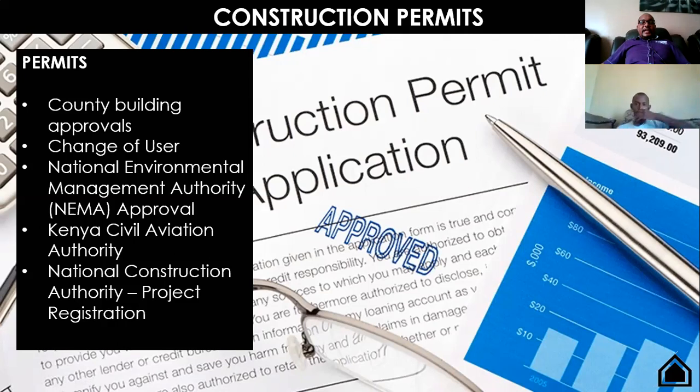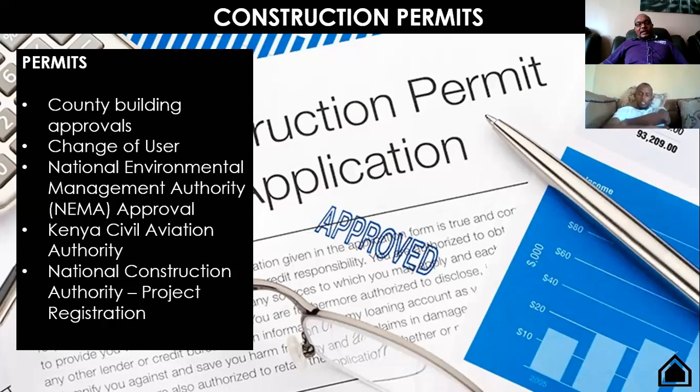And then there's, of course, the NEMA approval. Basically, when you get an EIA expert, as we had mentioned initially, they would prepare a report which is presented to NEMA, and then NEMA would give you a license approving your development project. In some projects, you have the Kenya Civil Aviation Authority, especially if you are doing high-rise structures that are possibly along flight paths. Many a time you'd require to get approval also from the Kenya Civil Aviation Authority.